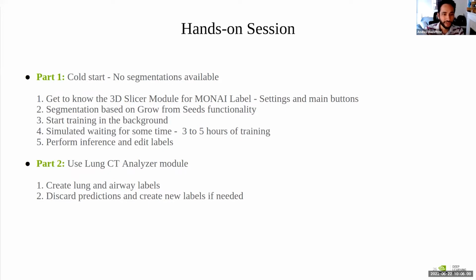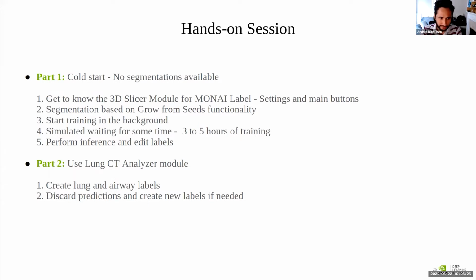We trained it before. But the idea is, you create the labels, I show you the pipeline, how you train a model. And then once you have the trained model, you perform inference using the trained model, and then you can modify that label using the tools that you have in Slicer, and then resubmit the label, and then you update the model. So that's part one. We call it cold start.